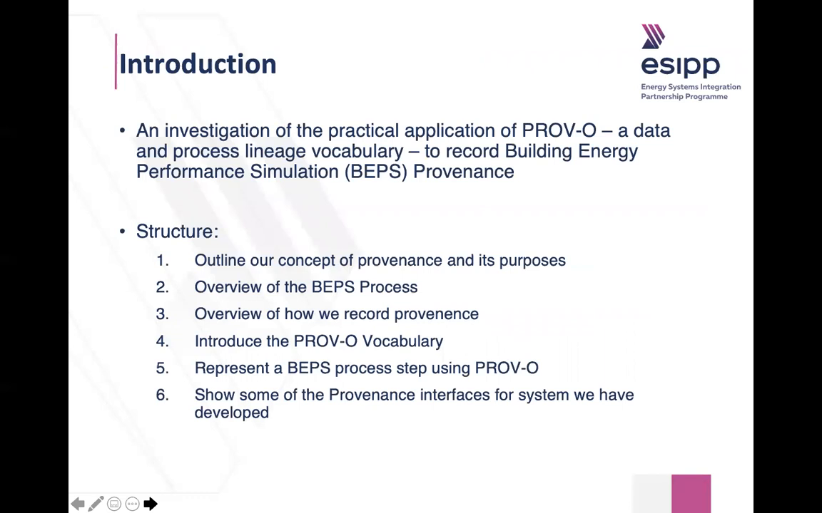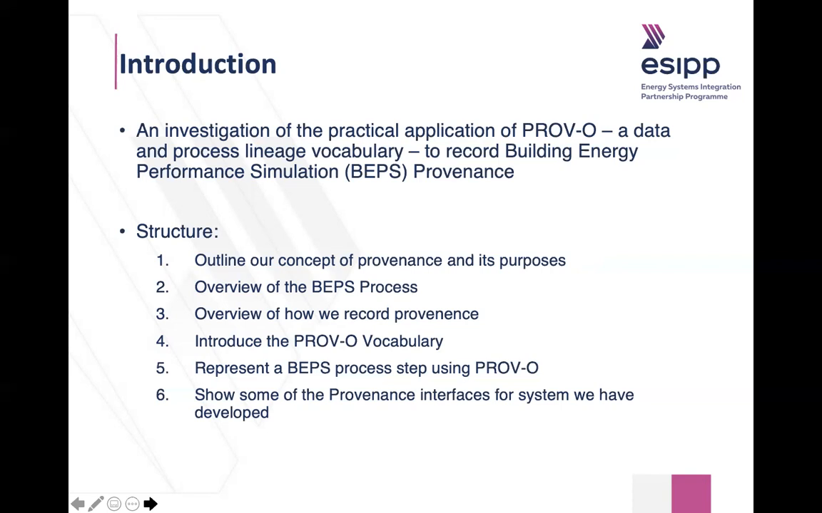The subject matter of this presentation is an investigation of the practical application of PROV-O, which is a data and provenance lineage vocabulary that was created and promulgated by W3C, or the World Wide Web Consortium. Its purpose is to record provenance about processes, and in this case, we'll examine its application to recording building energy performance simulation, or BEPS from here on, provenance.